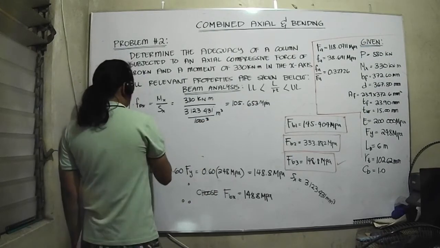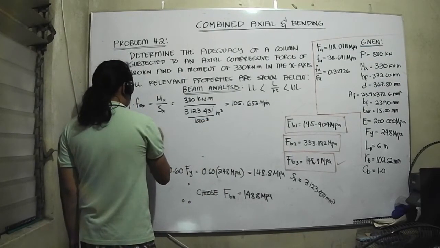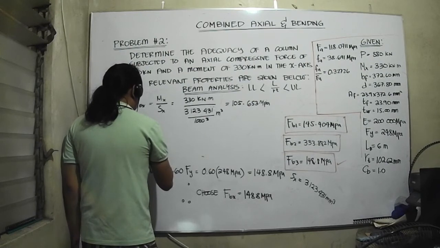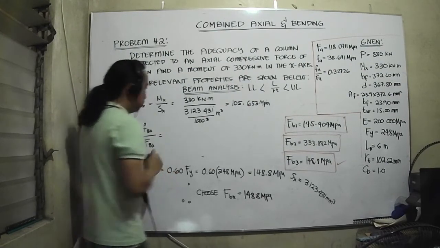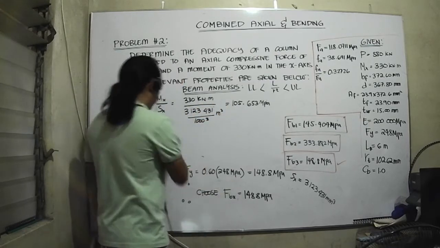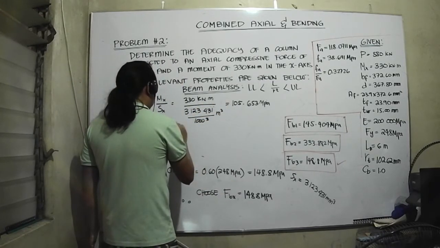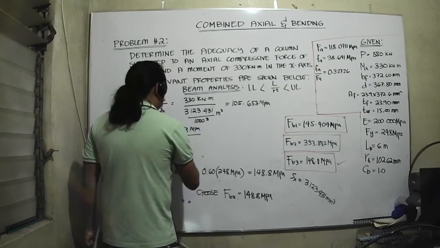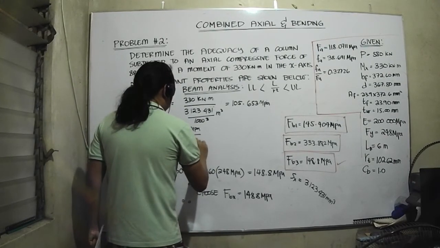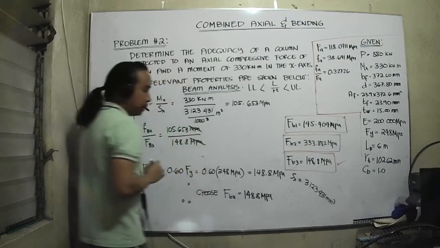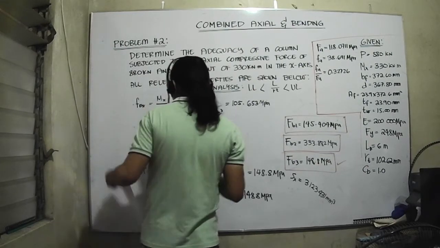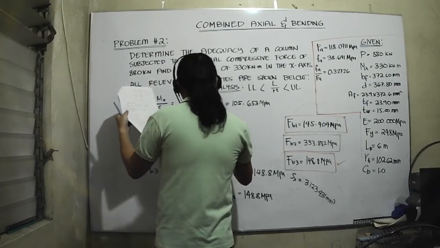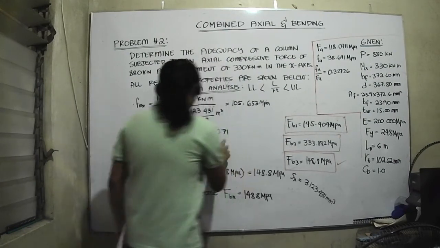Lastly, I'll just write it down for ease. I'll divide this by this to get the ratio. So I will have 105.653 megapascals divided by 148.8 megapascals. Both of these cancel out since they have a common unit, and I will just have 0.71. Okay, that is our ratio.